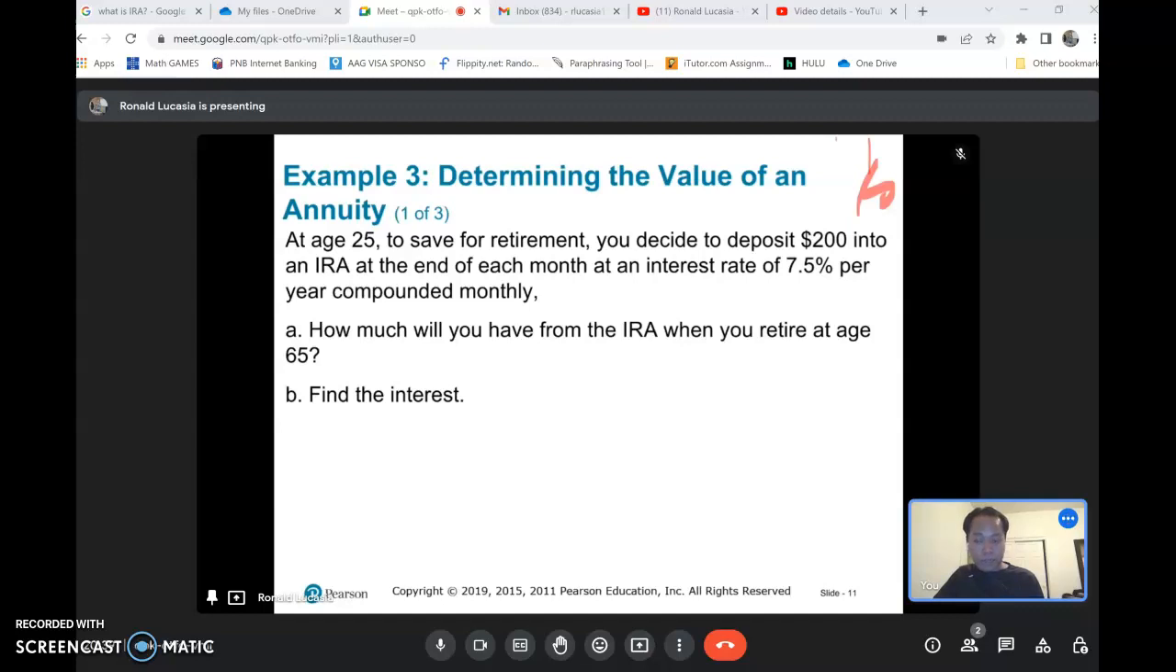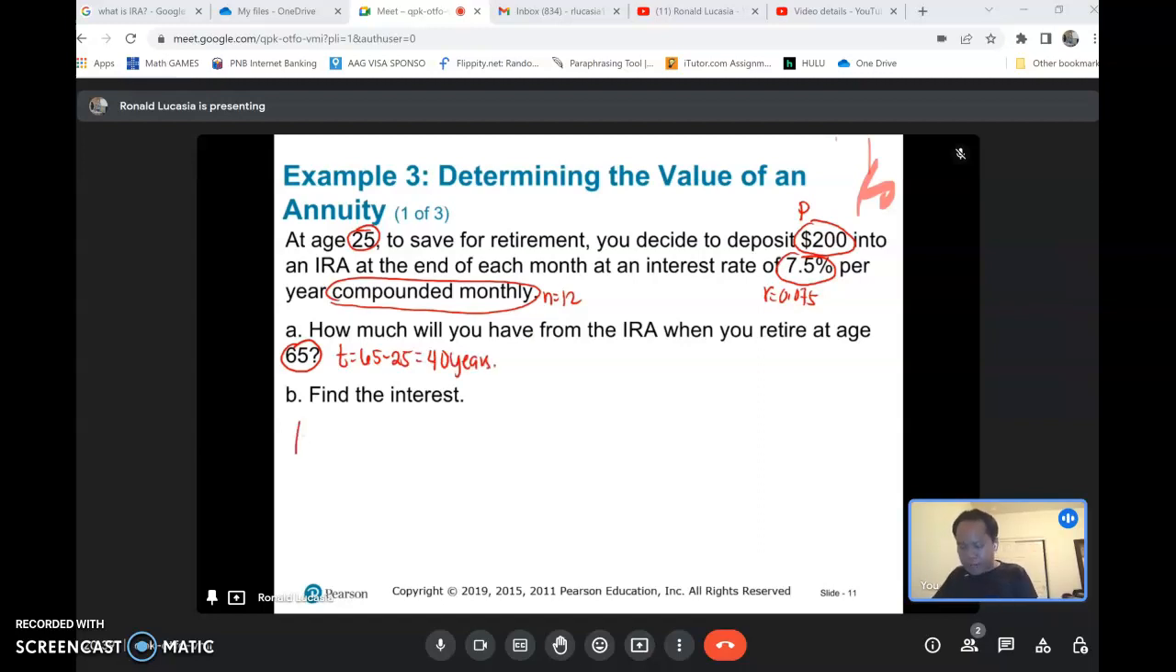So let's look at the given. You have the $200 as your P. The 7.5% is your rate, or 0.075, compounded monthly. This is your n, which is 12. And then the time is not 65 because you start saving at the age of 25. So the time will be 65 minus 25. So the time will be 40 years.